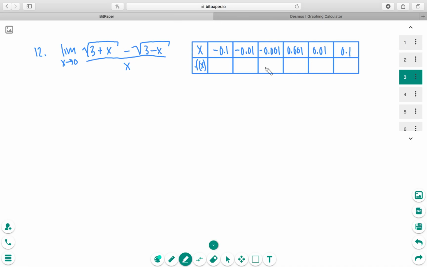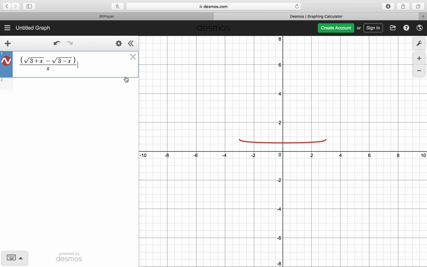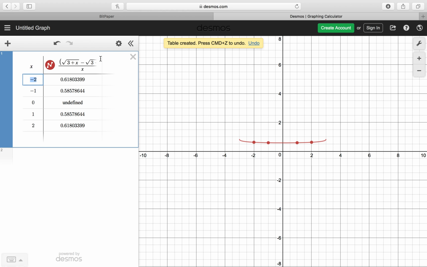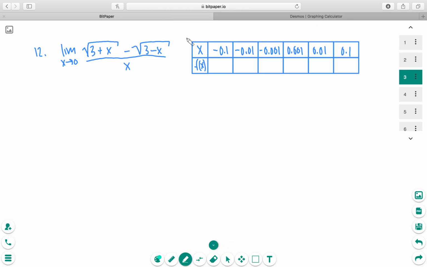And so what we can do is, in Desmos, there's this really cool option. If you go to the settings where it says edit list, you click that, and then you click this thing that looks like a table. It says convert to table. Click that again, and then we have this table right here. And so let's input all these values. Let's input negative 0.1, negative 0.01, all the way to 0.1.